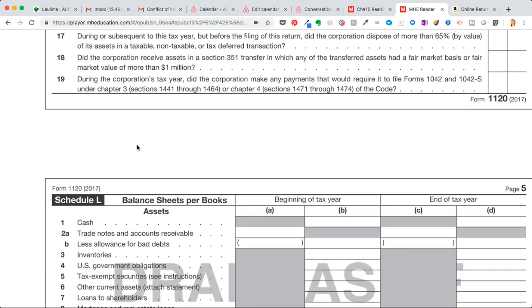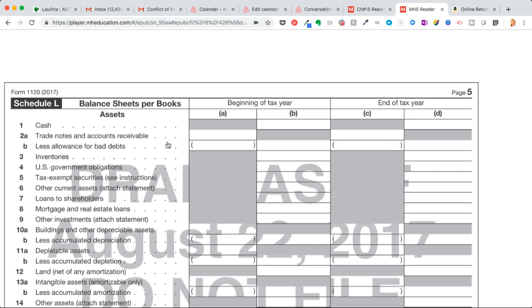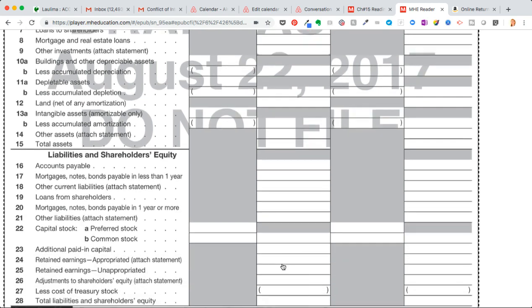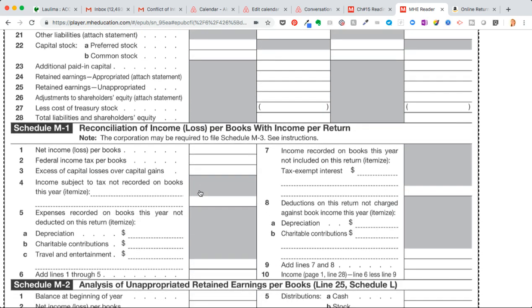Okay. We'll keep going here. Now this is page 5, and similar to the partnership, you should recognize this. This is Schedule L, and you can see here it says balance sheet per books. So this is the accounting balance sheet. Assets equals liabilities plus owner's equity down here at the bottom.